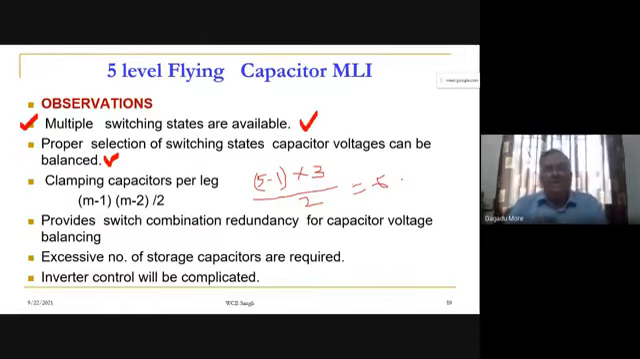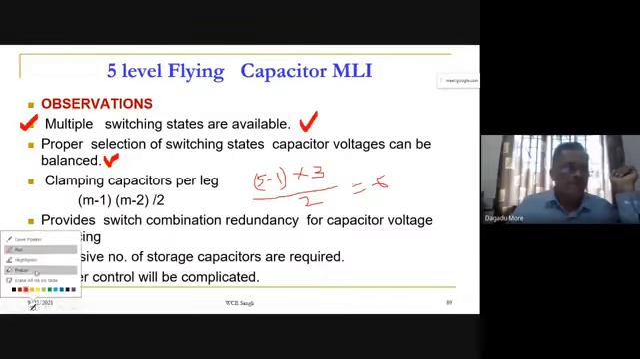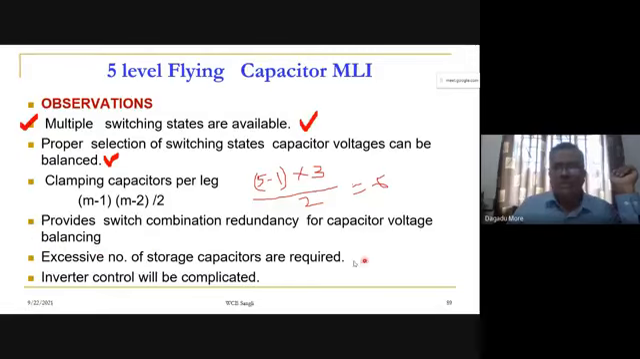Okay. So one of the drawbacks of this configuration is that excess storage capacitors are required. We require capacitors, and capacitors are bulky. Load currents are more, so the value of the capacitor will also be more. So an excessive number of bulky storage capacitors are required. That may be a disadvantage of this configuration.